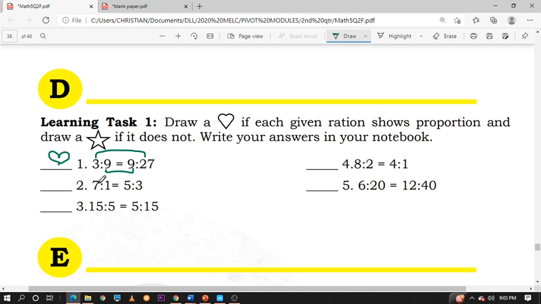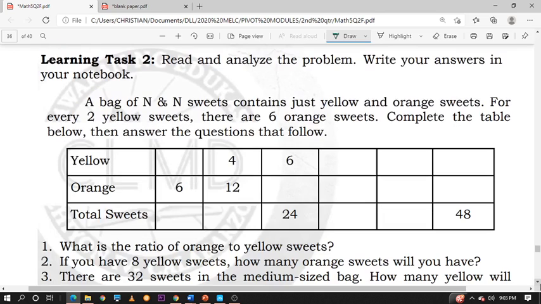So, try natin number 2. 7 times 3 is 21. 1 times 5 is 5. So, hindi magkapareho. So, dodrawing natin ay star. Okay? So, yun lang po ang gagawin for the learning task 1.